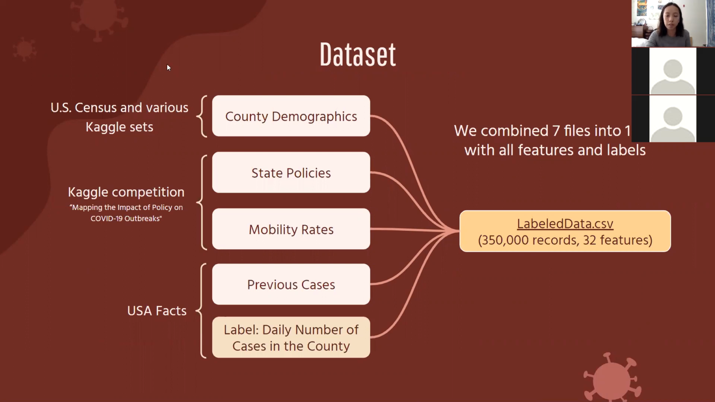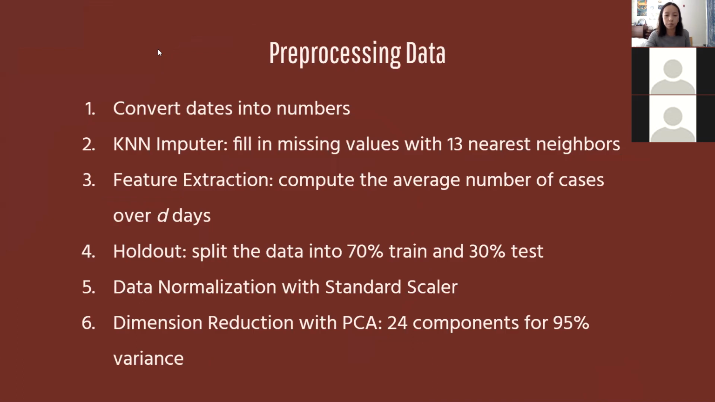Our features include county demographics such as race, ethnicity, population density, and political affiliation, state policies including school closure dates and gathering ban dates, mobility rates, and previous number of cases. Our label is the daily number of cases in a county. We combined 7 datasets from these various sources into one CSV file with 350,000 records and 32 features.